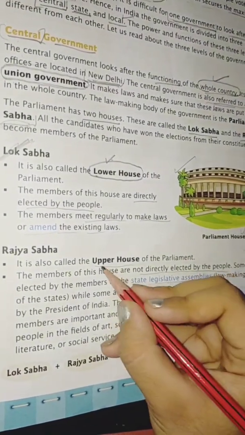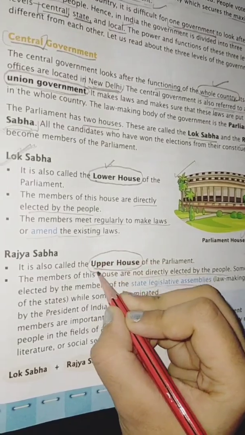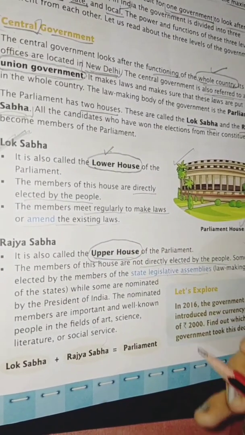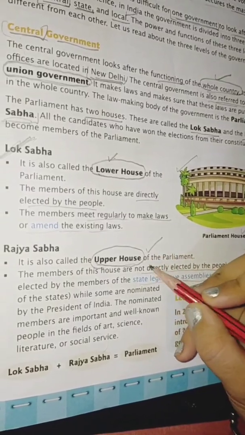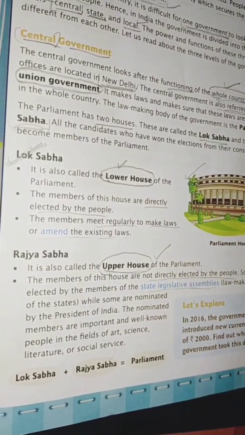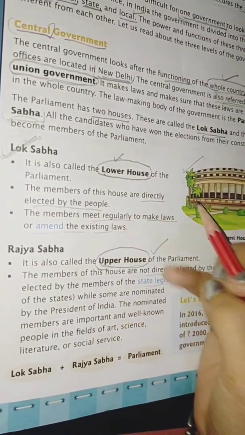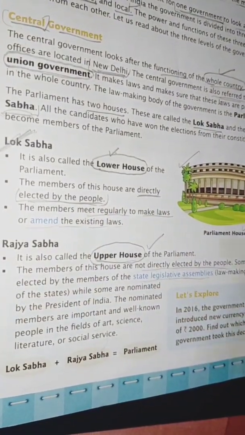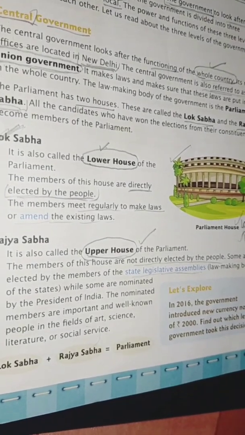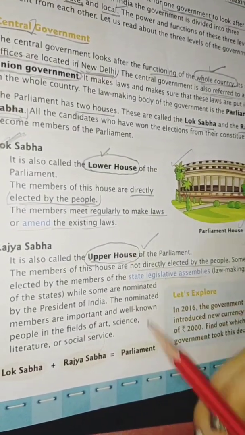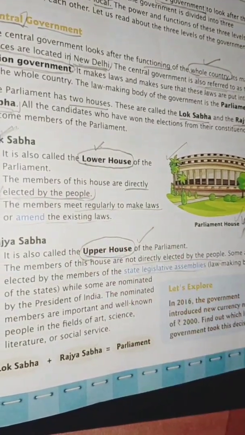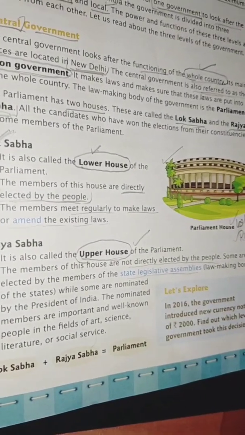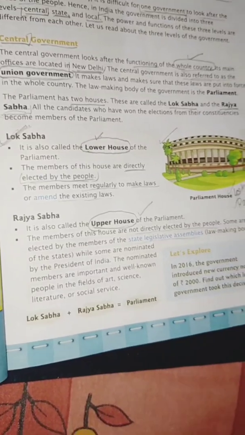So definitely Rajya Sabha is known as the upper house because its authority is upper than the Lok Sabha. The members of Lok Sabha are directly elected by the people. As we discussed in the previous chapter about the election procedure, the members of Lok Sabha are directly elected by the people by the method of voting.